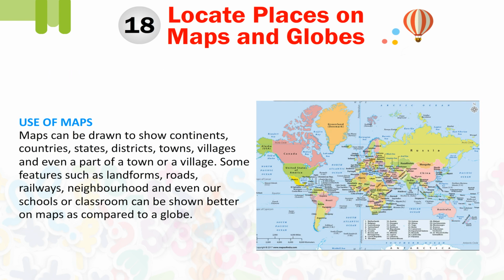Use of maps. Maps can be drawn to show continents, countries, states, districts, towns, villages, and even a part of a town or a village. Some features such as landforms, roads, railways, neighborhood, and even our schools or classroom can be shown better on maps as compared to a globe.